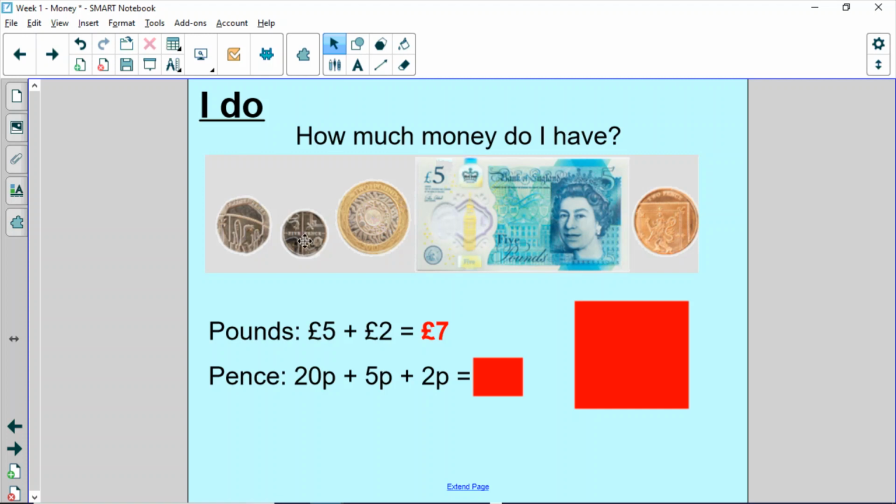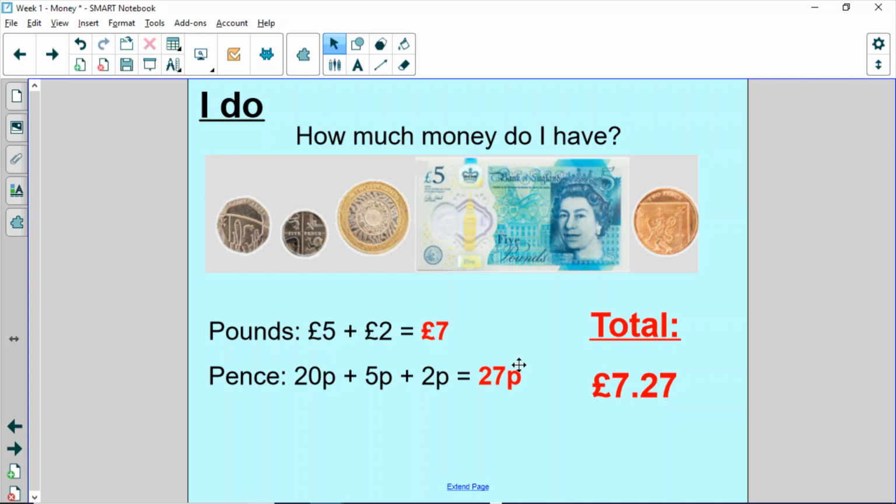I'm then going to look at the pence, and I can see three coins here. I've got a 20p, a 5p, and then the end one here is a 2p. So I can think of it as 20 add 5 add 2, which makes 27. Therefore, in total, how much money do I have? I have £7 and 27p, which could also be written as a pound sign here, 7.27. So £7 and 27.